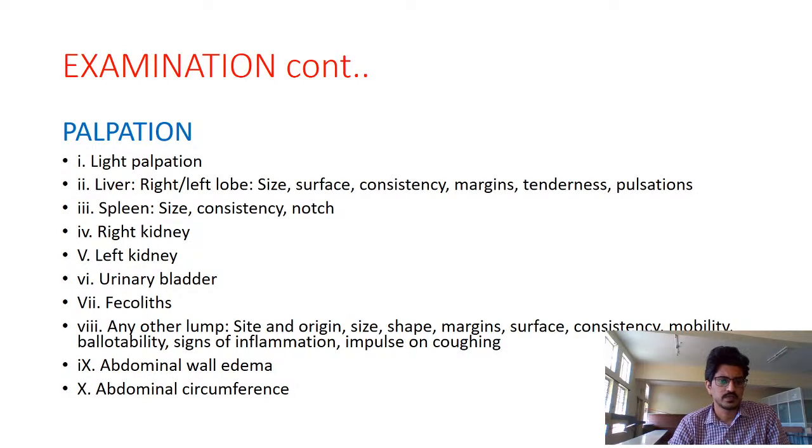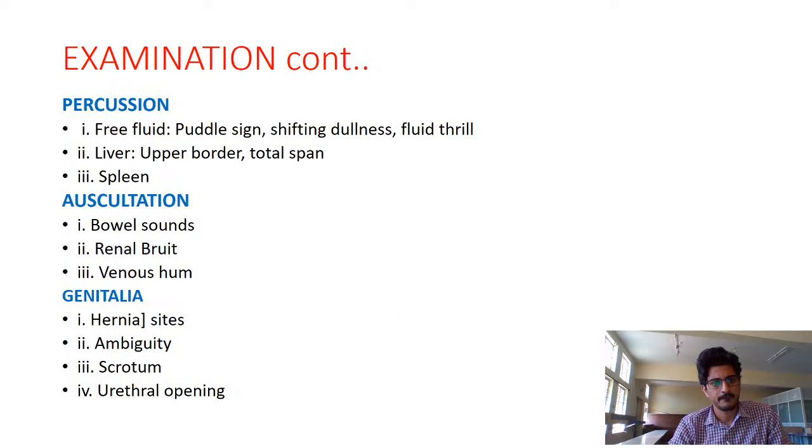And spleen, based on spleen size, consistency, and whether the splenic notch is palpable or not. Right kidney, left kidney, any enlargement, any cystic swelling, urinary bladder, fecal lumps, any other lumps. For any other swelling, what is the site, origin, size, shape, margin, surface, consistency, mobility, palpability, any signs of inflammation, impulse on coughing. Is there any abdominal wall edema, and what is the abdominal circumference.